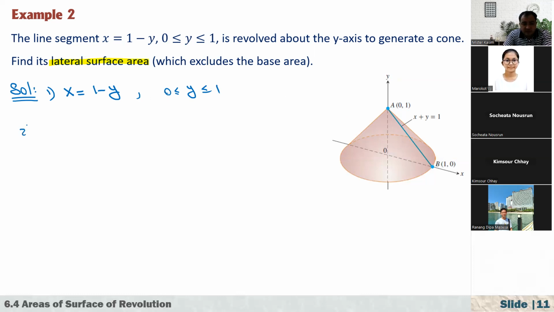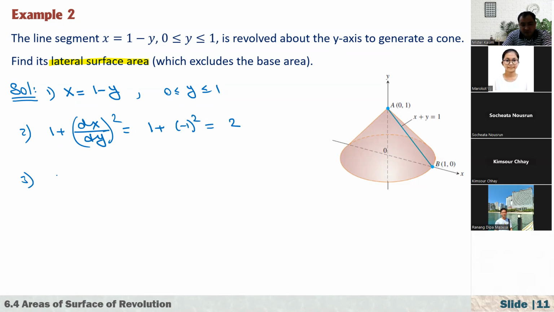So the second thing is we have to evaluate 1 plus (dx/dy) squared, right? That's equal to 1 plus, what if you differentiate x with respect to y? That's equal to negative 1. Negative 1 squared, that's equal to just 2.